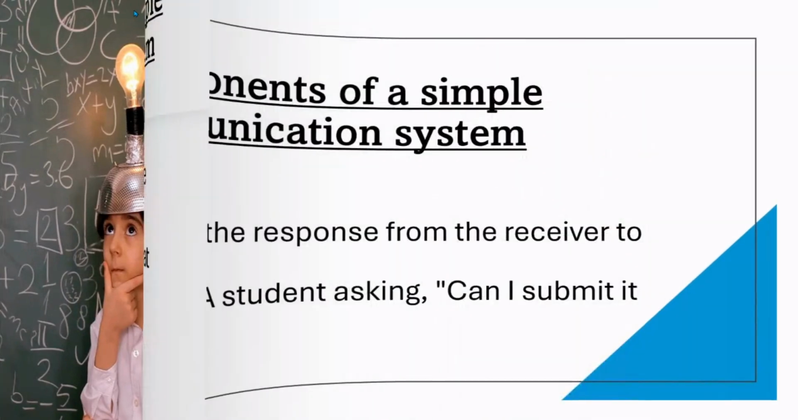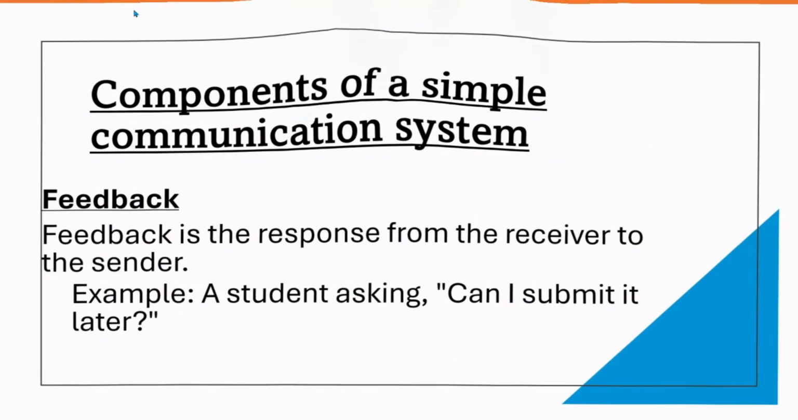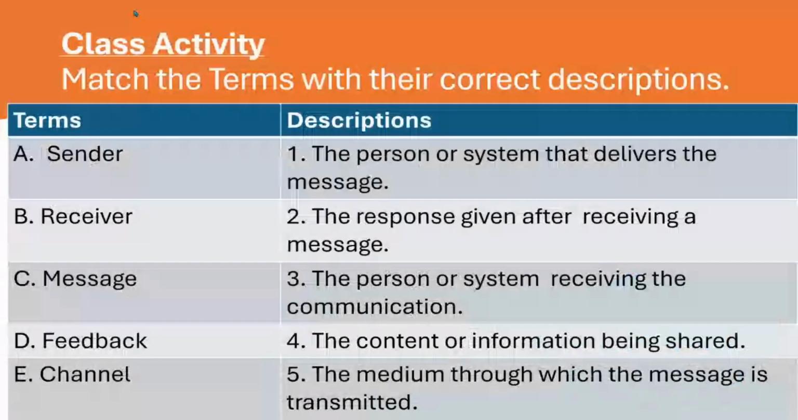And then we have feedback. So feedback is the response from the receiver to the sender. So with the example previously, we're following up with the teacher and the student. So the feedback would possibly be that the student is asking, can I submit it later? Considering that the teacher would have mentioned that they needed to submit their assignment. So the response from the student could be, can I submit it later? So that's the feedback. So after they would have understood the message, this is what they are saying. And that's basically it for the communication process.